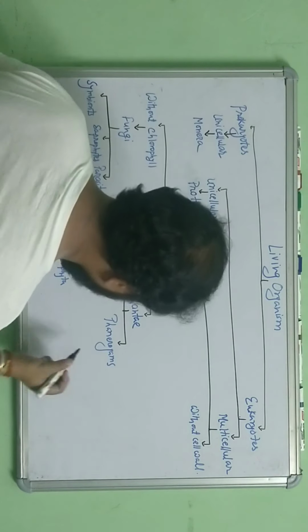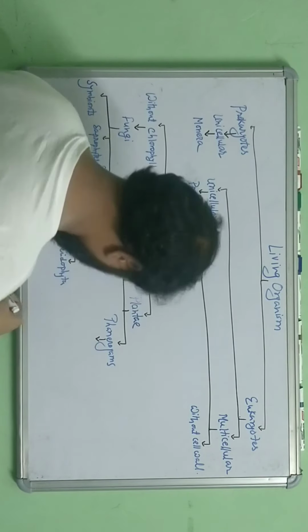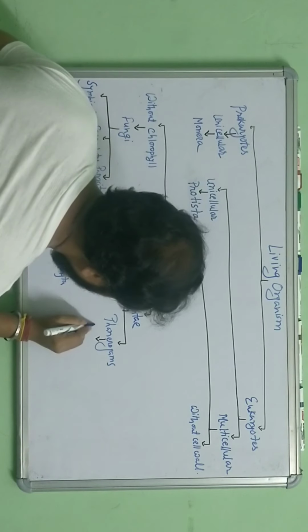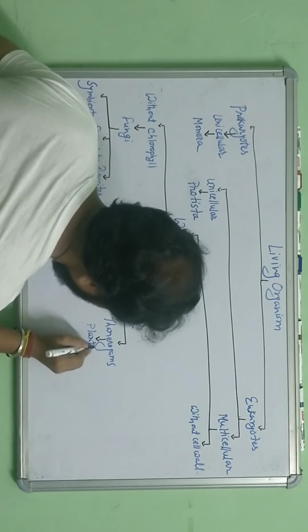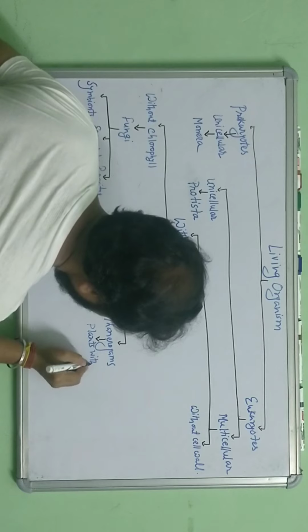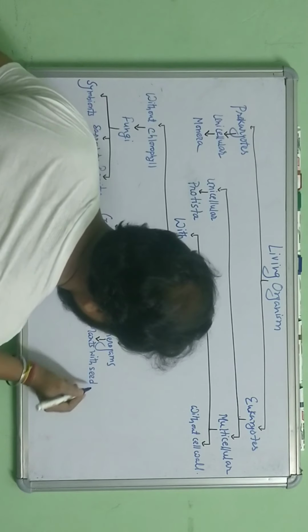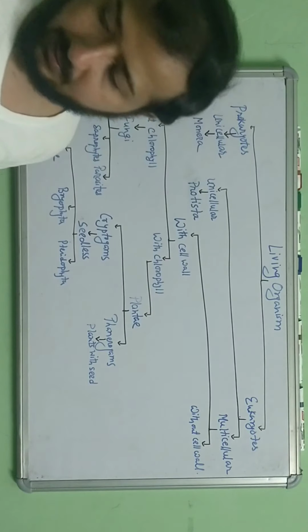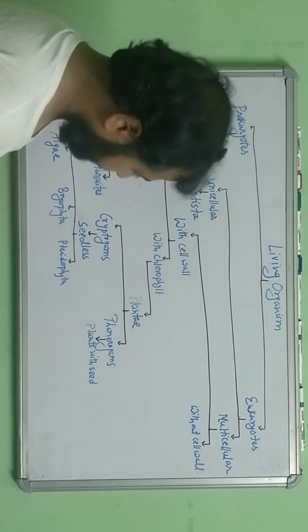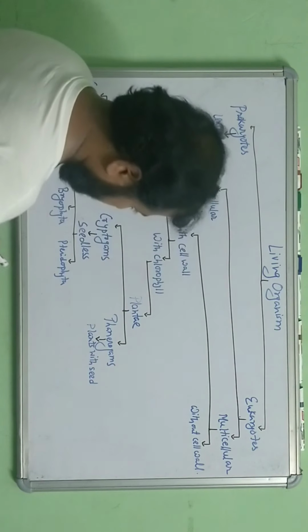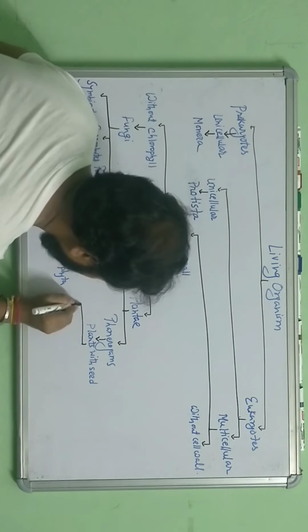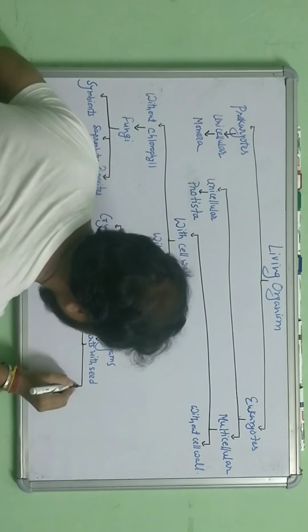Next, phanerogams, just the opposite. Plants with seed. Obviously, plants with seed. So let us divide into 2 categories again.